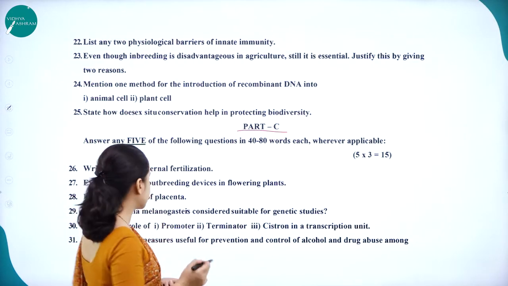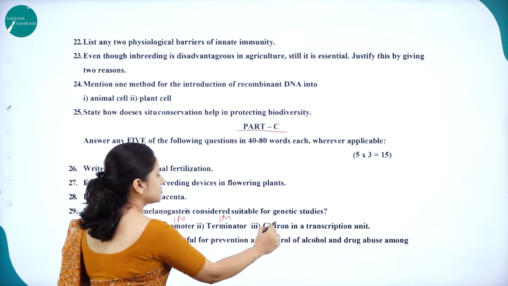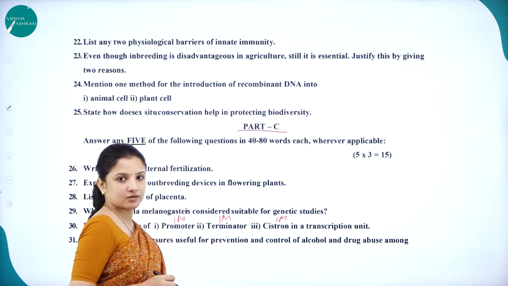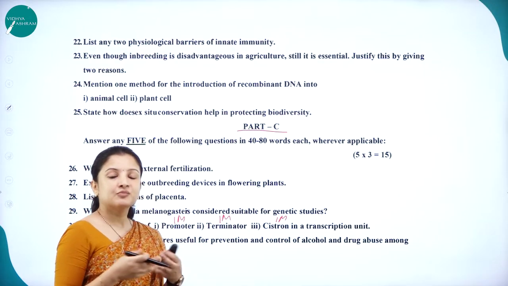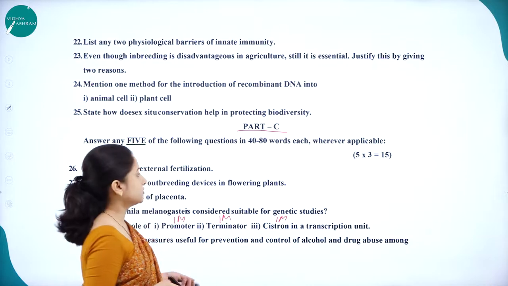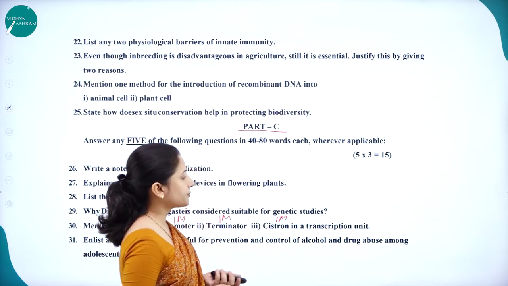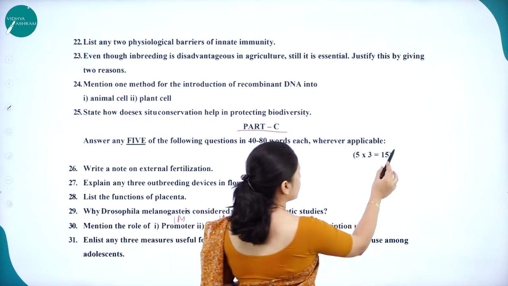All these are 1 marks. So if you write this answer, 1 mark, you'll get this one, 1 mark, this one, 1 mark. Therefore, fetching you 3 marks. So that is how they will split the questions and ask for different weightage of marks. So you have to be very, very careful here. So therefore, this particular part C has a weightage of 15 marks.